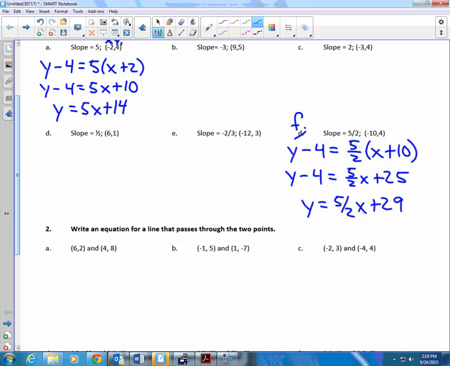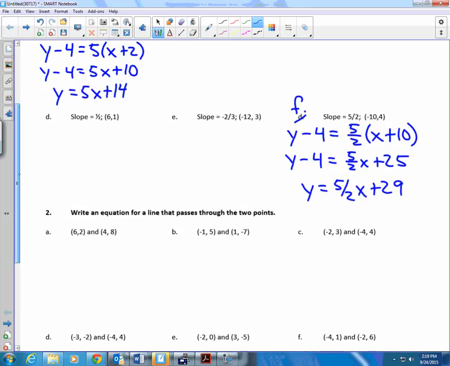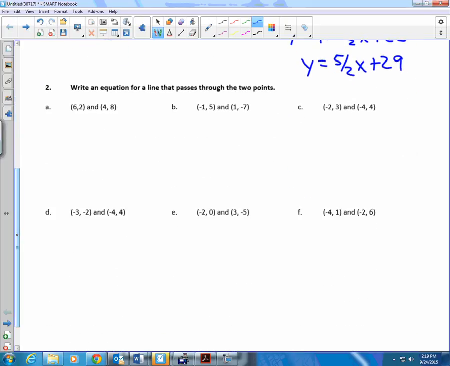Now, in this problem, you're given the slope and you're given your point on your line. Every time it says write an equation for a line, you need to figure out the slope and you have to have a point on your line. So the first set of problems are really straightforward and really easy. The others, not always the same, okay?